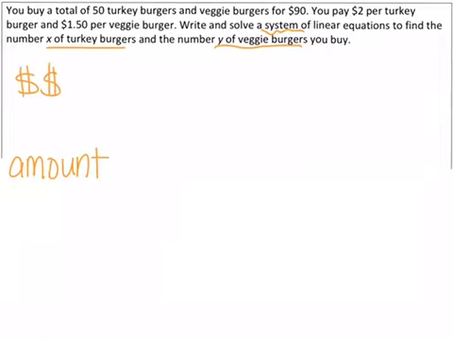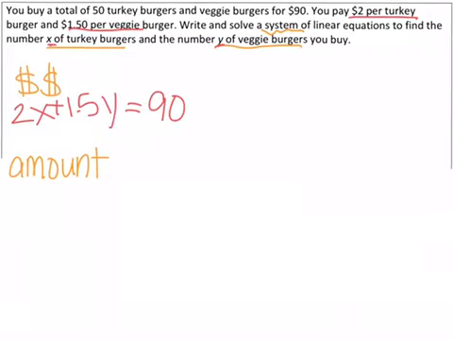Okay, so this first one, the money. We bought all of our veggie burgers and turkey burgers for a total of $90. We have X turkey burgers and Y veggie burgers. The turkey burgers go for $2, so it's going to be 2X plus $1.50 for veggie burgers, so 1.5Y. That's going to be all the money, and we put all the money together. Once we use these numbers, we're done with them for our equations.